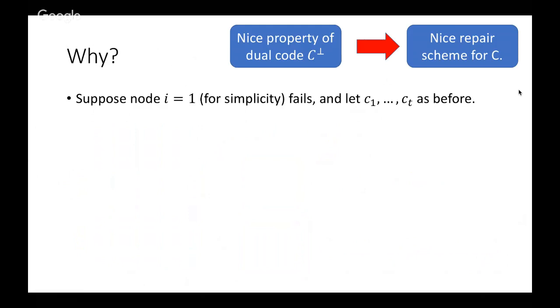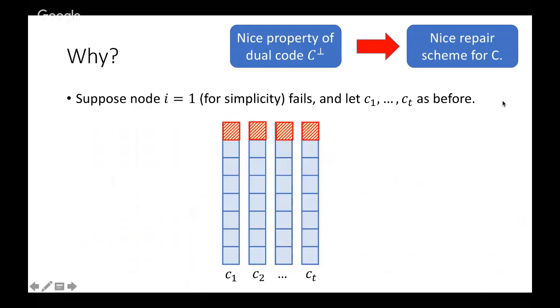So suppose that node I fails, and for simplicity, I'm just going to say that I equals 1. Same thing works for any I. And let C1 through CT be these vectors that I am hypothesizing exist, because I'm assuming that my dual code has this nice property. So suppose that these C1 through CT exist for this particular node I. So then I get a picture that looks like this. Here's my C1 through CT. The first symbol has full rank. All the other ones have low rank.